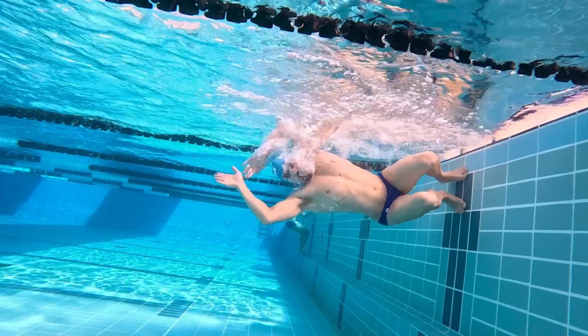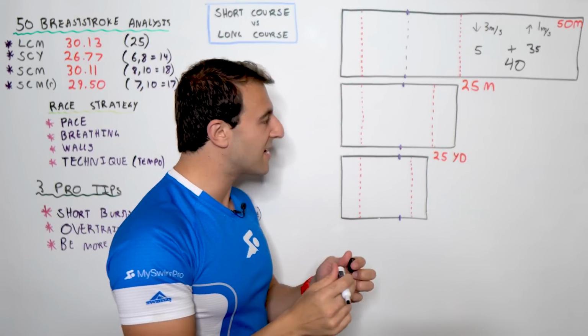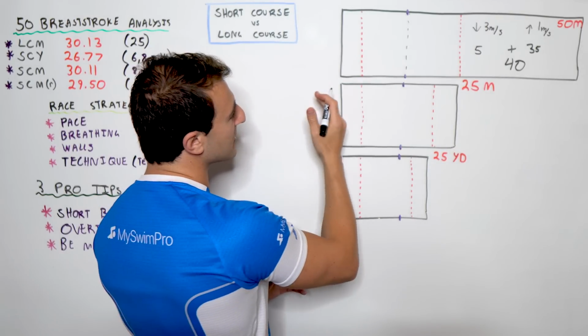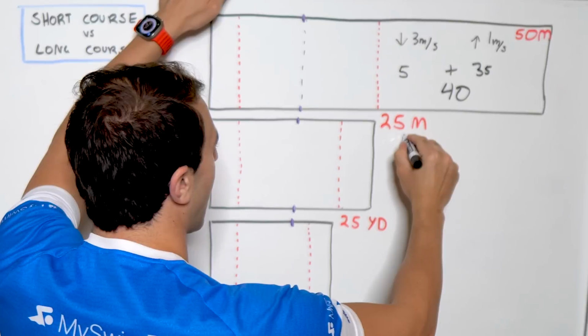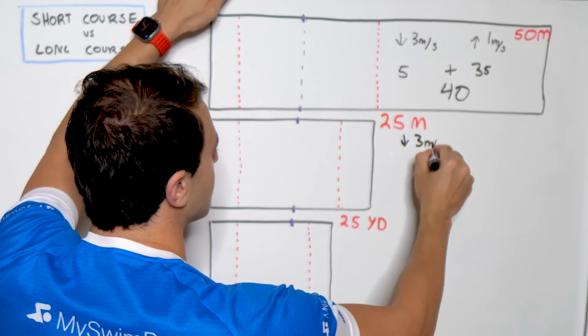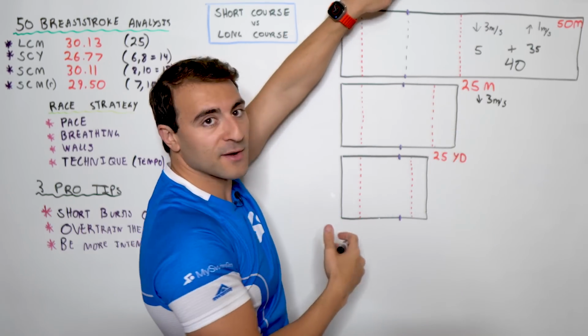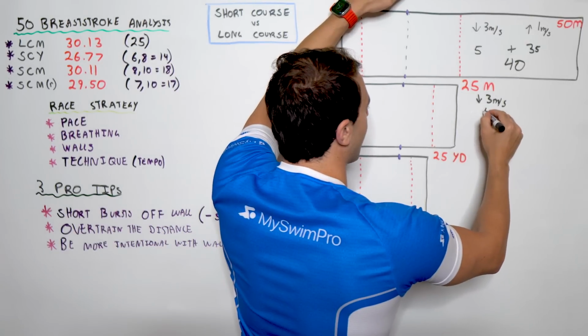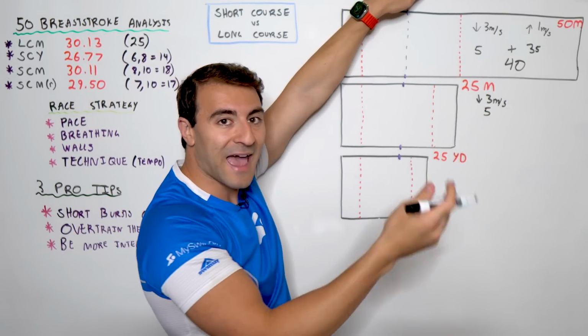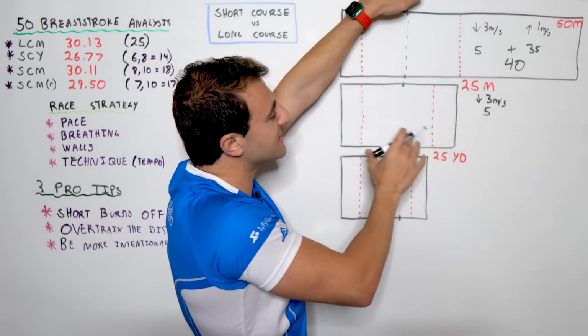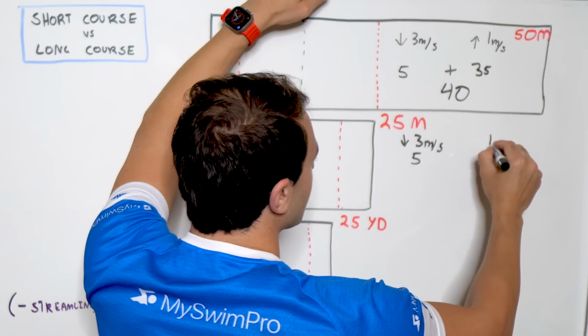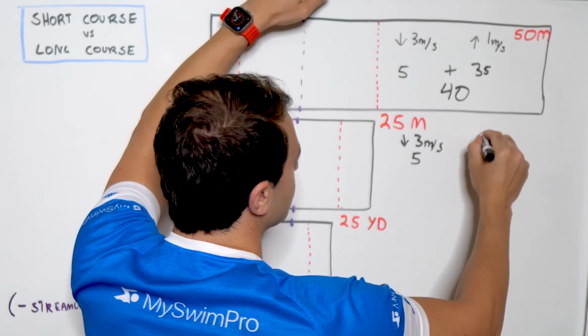Now let's introduce a turn. Now we have a 25-meter pool, and so we're gonna swim the first 15 meters underwater at that same 3 meters per second. So the first 15 meters of the first length is gonna take us 5 seconds. Then the second half, or the last 10 meters of this 25-meter pool, we're gonna swim at 1 meter per second. That's our speed over the water.